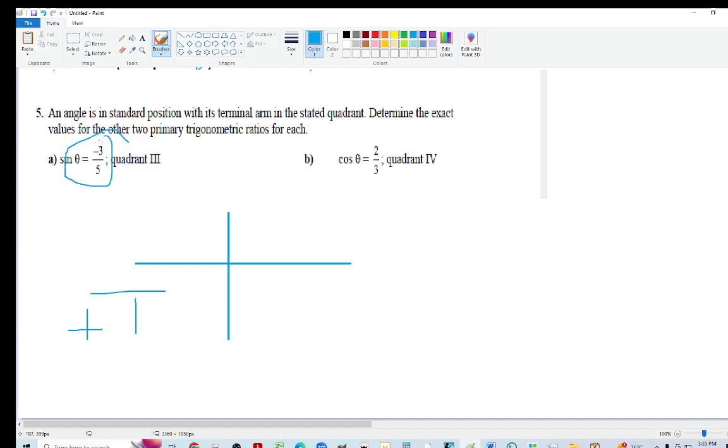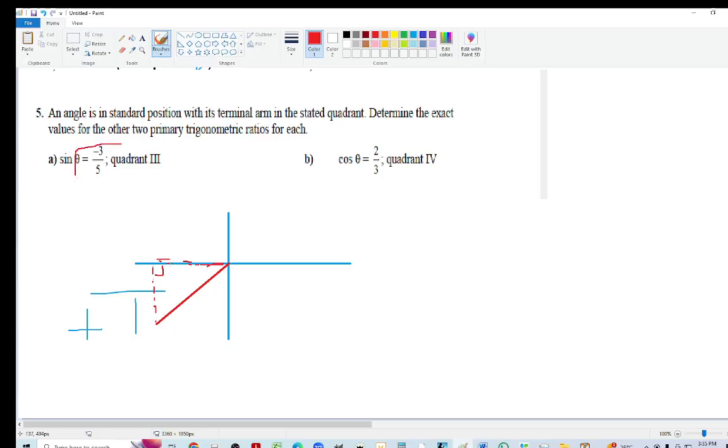It's clear that this is negative, so that means they want me to, an angle's in standard position with its terminal arm at the stated quadrant, determine the exact values for the other two primary trigs. So that's for cosine and sine. So since it's down here, it must fall in here like this, right? It's got to. Well, we draw a triangle straight up. There's my right angle. And like that.